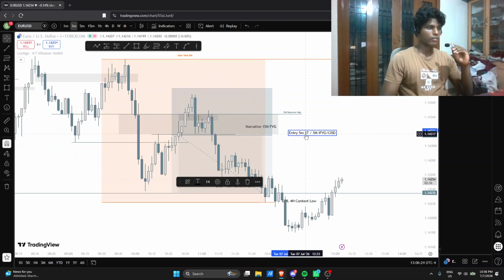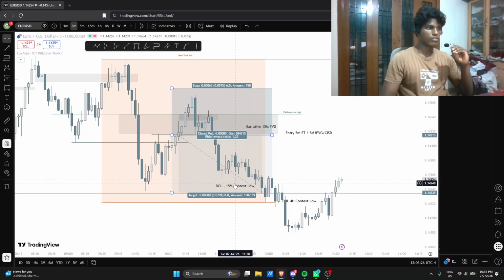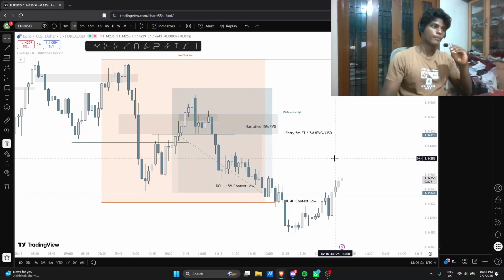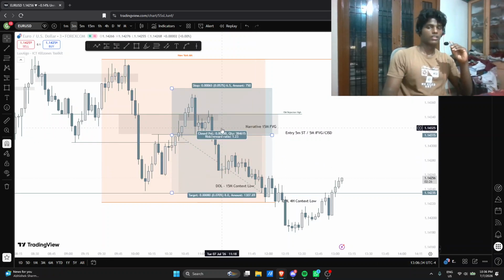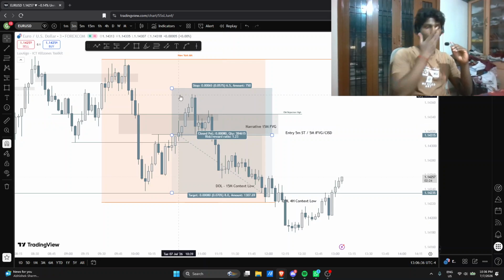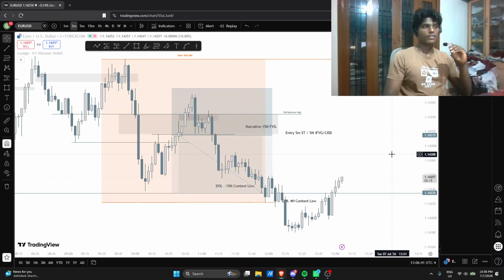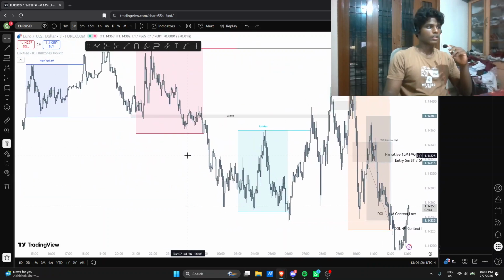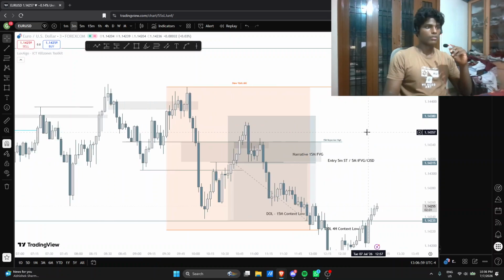Narrative, 15 minute entry, 5 minute sharp and 5 minute IFG CSD, and the draw on liquidity is the 15 minute low. So this was the A plus trade setup, and I was looking at this trade and it was really nice. But I didn't take this because I got margin called on the previous trade, but that's fine. Honestly, the setup works. There's something that I need to tell myself, because I'm kind of losing confidence every now and then on the setup. But the real thing is the setup is working. I'm getting trades. This is an A plus trade. I had this yesterday, I didn't have any entry. Fine. Today I had this A plus trade.